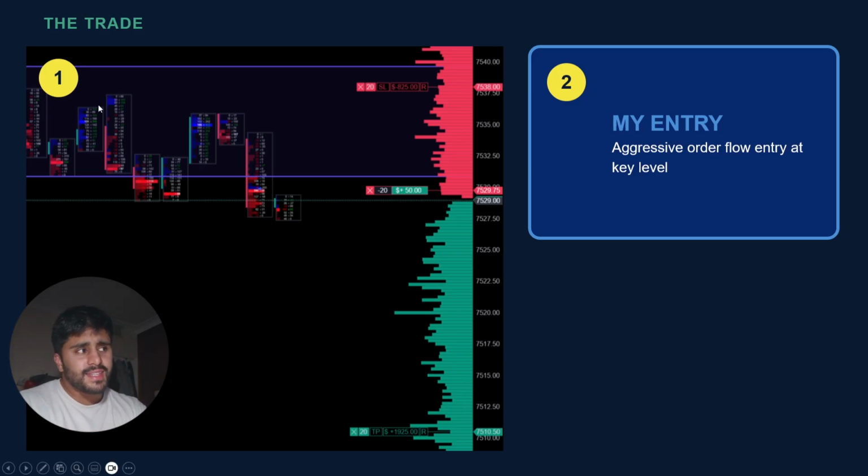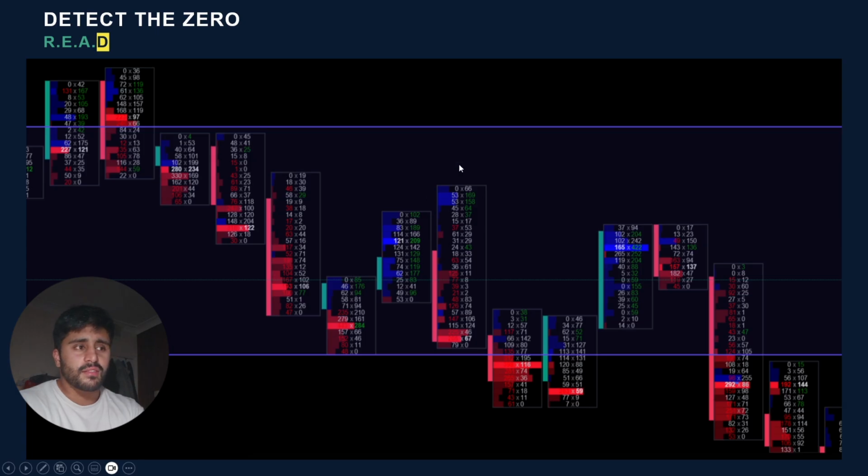It means that these aggressive buyers over here were not really successful, because if they were successful, they would have broken above the level. We also left a zero over here, right? If I go back and show you, this is that same candle. We left a zero for 66, and then we broke below the zone with lots of aggressive buyers here, and also here. So what does that mean? Aggressive buyers were unsuccessful at breaking above the level.